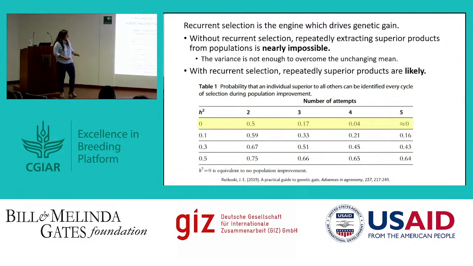So this is just a little bit more of a formal way to show that. It was the probability that an individual superior to all others could be identified out of every cycle of selection during population improvement. If you're not using recurrent selection, you can identify a good product a couple of times. And this is in a closed population, so it assumes you're not crossing in QTL or anything like that. But after about 5 attempts, your probability of getting anything better out of that same old distribution is next to nothing, okay? In contrast, if you're selecting with any degree of accuracy, the probability of getting something good remains more constant and increases with that accuracy.